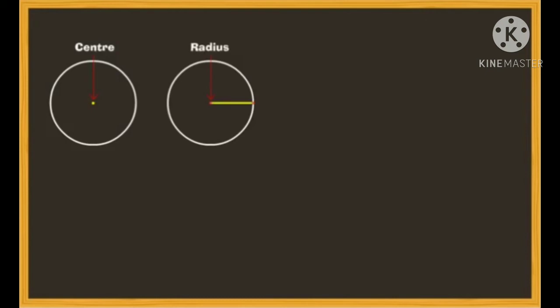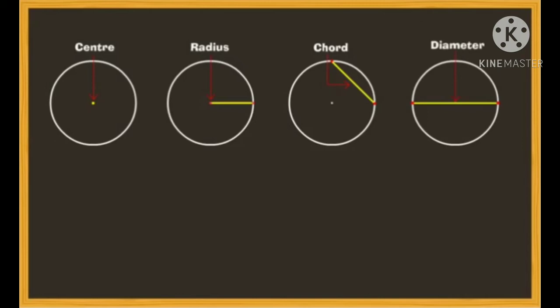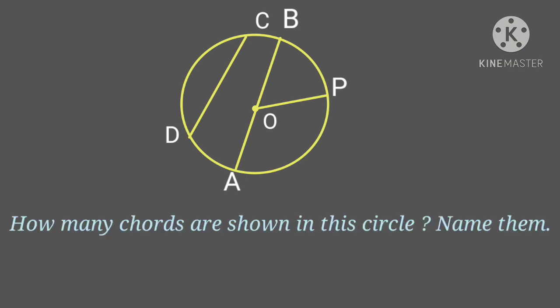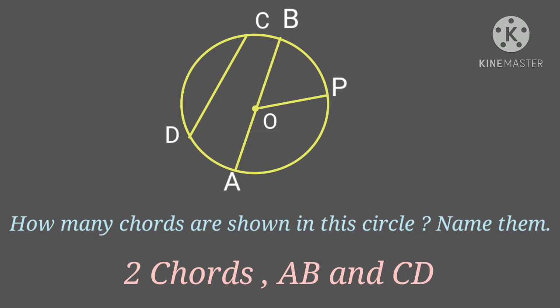Now let us do a quick recap. Center, radius, chord, diameter, an arc. Now look into this figure and answer the following questions. How many chords are shown in this circle? Name them. There are two chords, chord AB and chord CD.